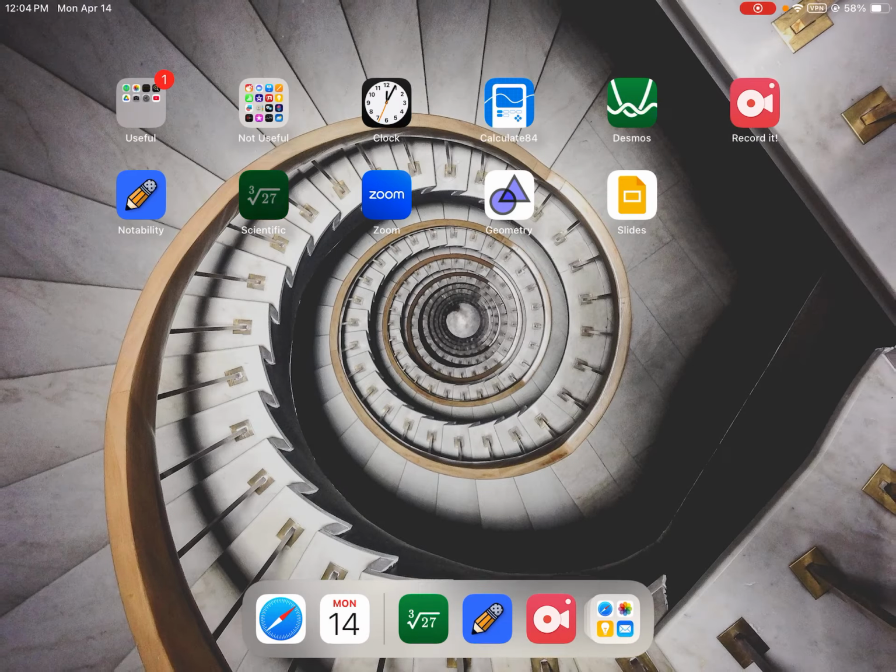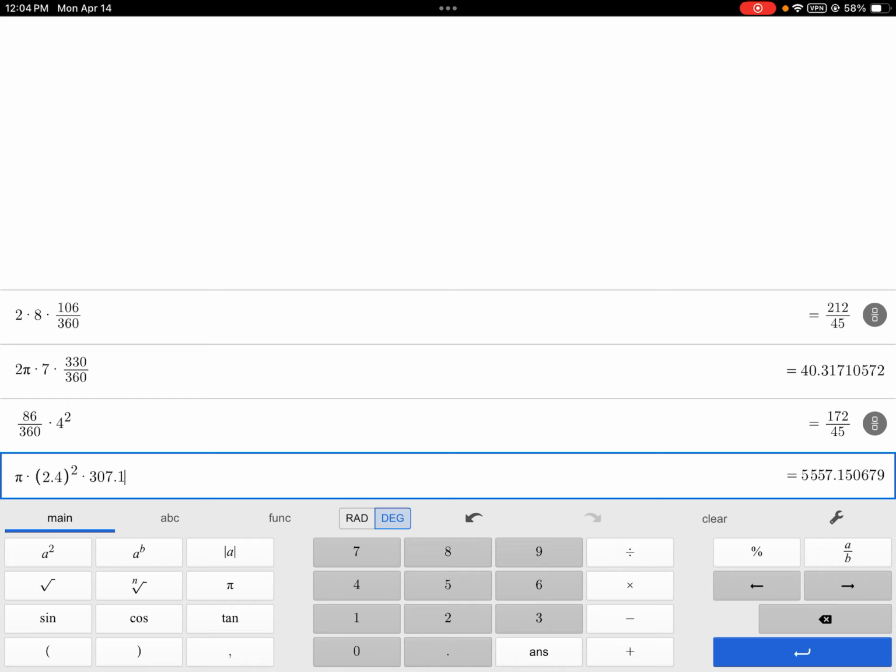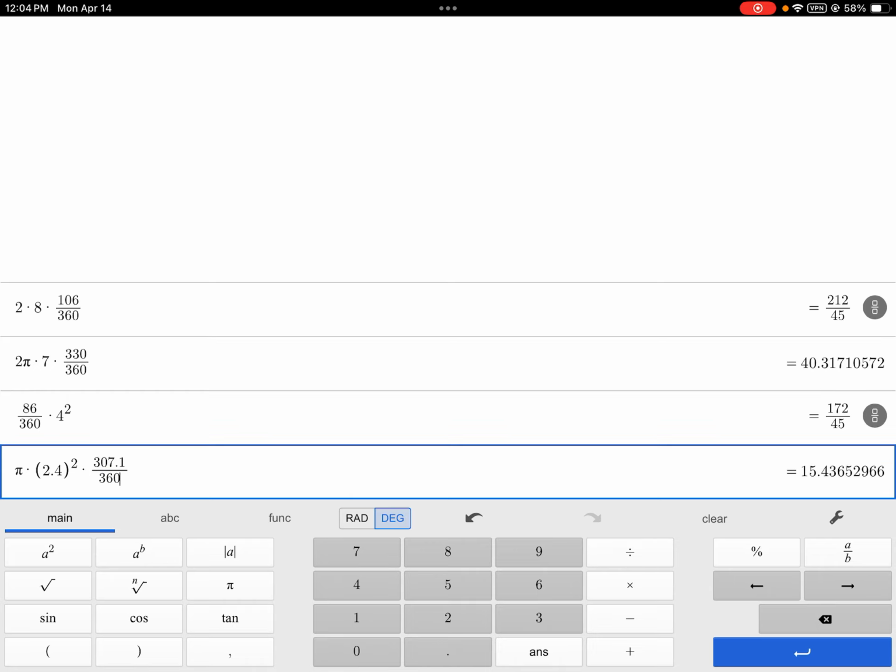That is going to be our arc length. Now, since we said we're going for the decimal, I'm going to keep the pi in there. So pi times 2.4. We don't need parentheses, so I'm going to put some, squared times our 307.1 over 360. There we go. And that means that approximately the area of the sector is 15.437.